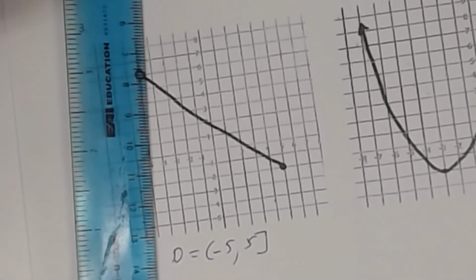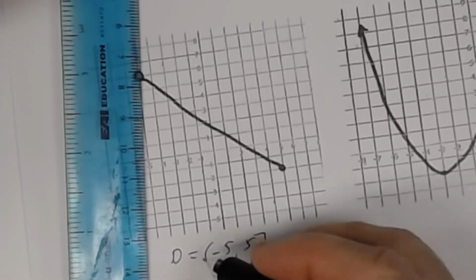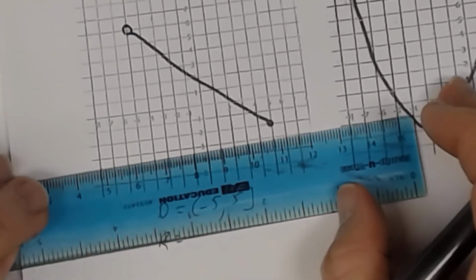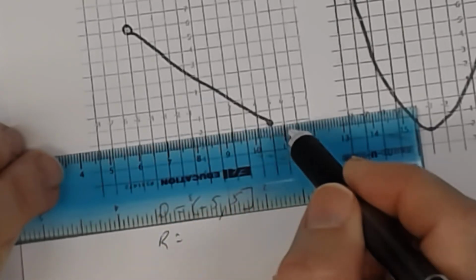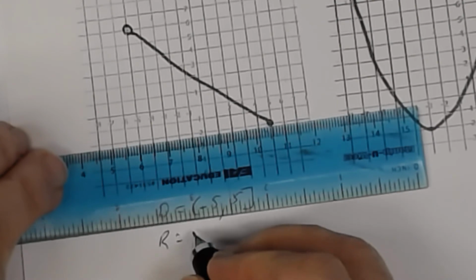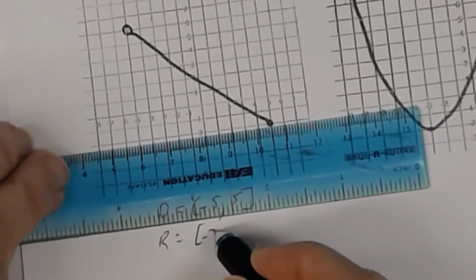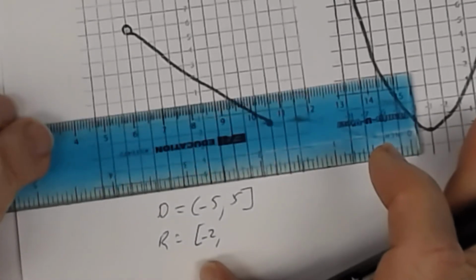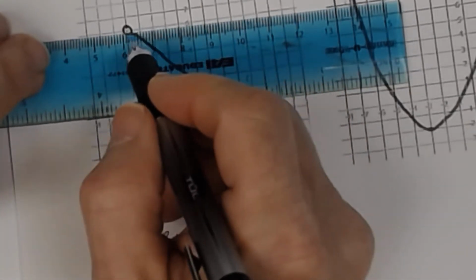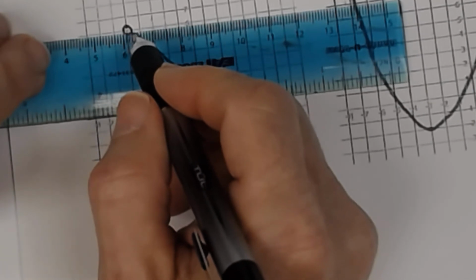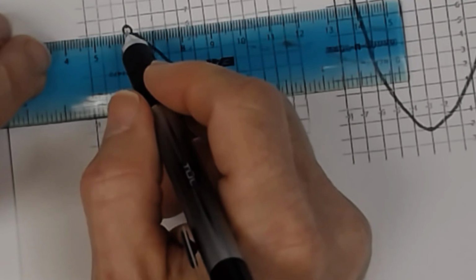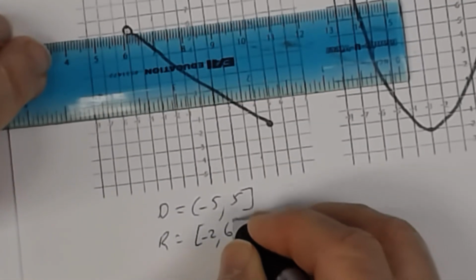Then the range. Again, you go along the y-axis. The smallest y value on this graph is this y value, which is negative 2. That's a closed circle. So you say bracket negative 2, comma, all the way to, and the largest y value is up to 6. Not 6, but 5.99999 and so on. So we're going to say 6 with parentheses.